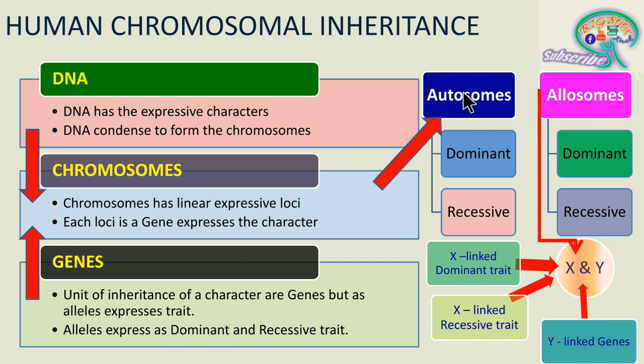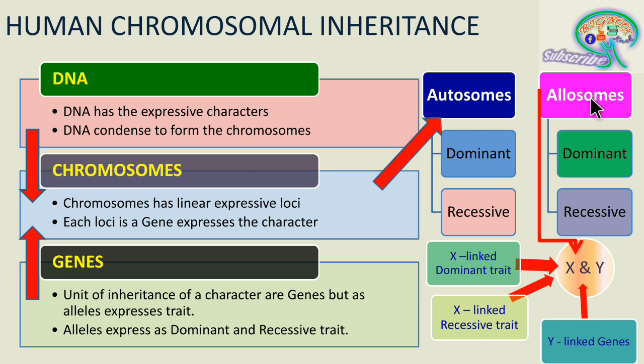Because of the presence of these genes in the form of alleles, that is the dominant expressive trait or the recessive expressive trait, if they are present on the autosomes, it is the autosomally dominant form of inheritance. If it is the recessive form on the autosome, that will be the autosomally recessive form of inheritance. If the dominant one is present on the allosome, that is the allosomally dominant form.